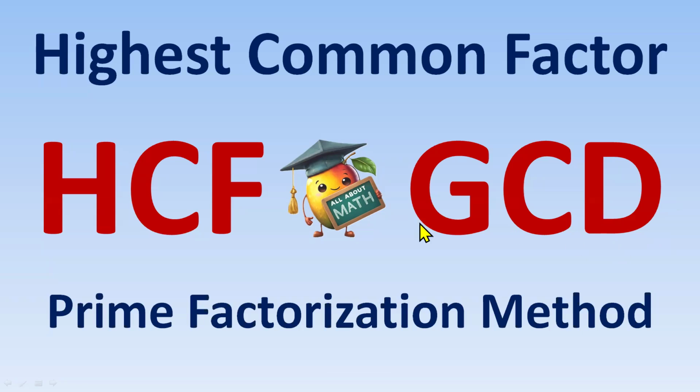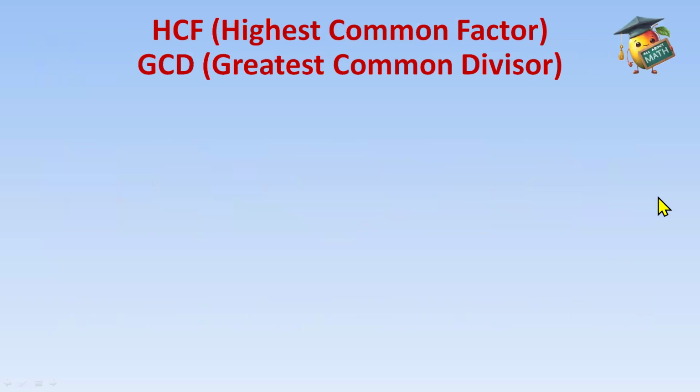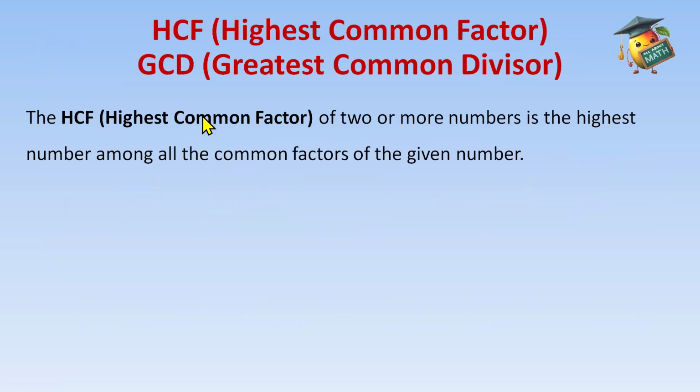Today we learn how to find HCF or GCD using prime factorization method. HCF stands for highest common factor and GCD stands for greatest common divisor. HCF, that is highest common factor of two or more numbers, is the highest number among all the common factors of the given numbers. If we are finding the common factor of any two or three numbers, whatever the highest number which is common among them will be the highest common factor.